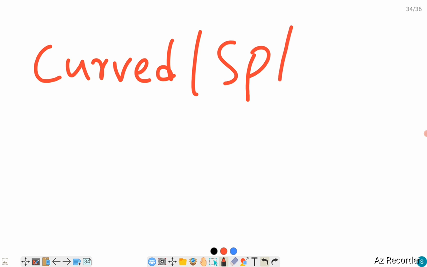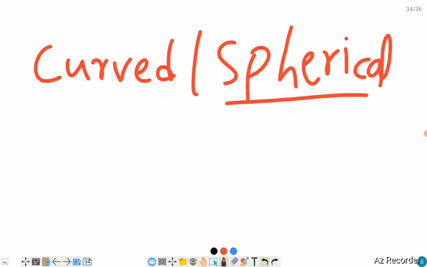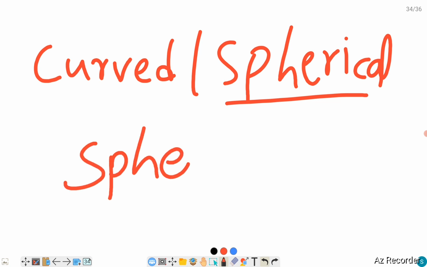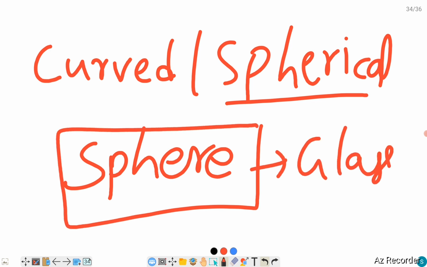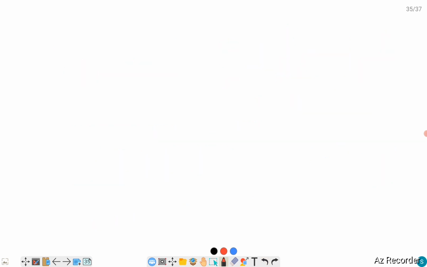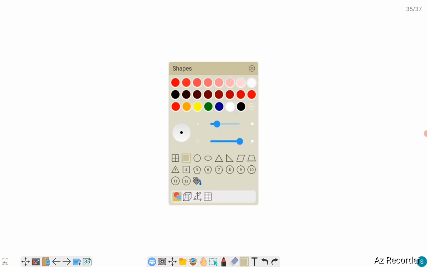So as the name suggests, those spherical mirrors are made up of a sphere, and this sphere is also made up of glass only. So we just need to take a glass sphere. I'm not showing the 3D diagram. We'll take a circle for our representation. Okay, for a sphere we just take the representation as a circle.